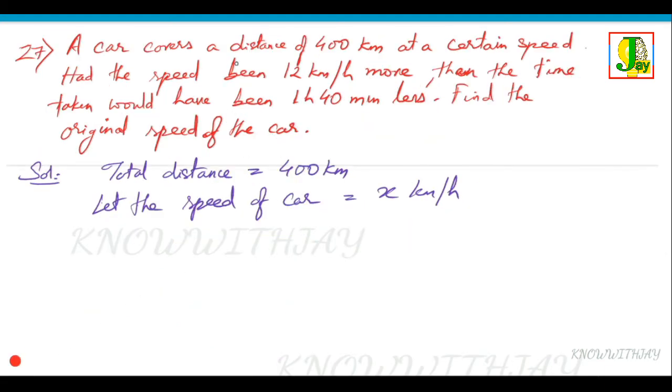In this question, the total distance covered by a car is given as 400 km, and the speed of the car, we assume had the speed been 12 km per hour more, then obviously the time taken will be less. So that's 1 hour 40 minutes less to cover the same distance. Now this question is similar to the last question. There is a small difference: we had 2 different trains there, here we have the same car with different speeds. So you have to find the original speed of the car.